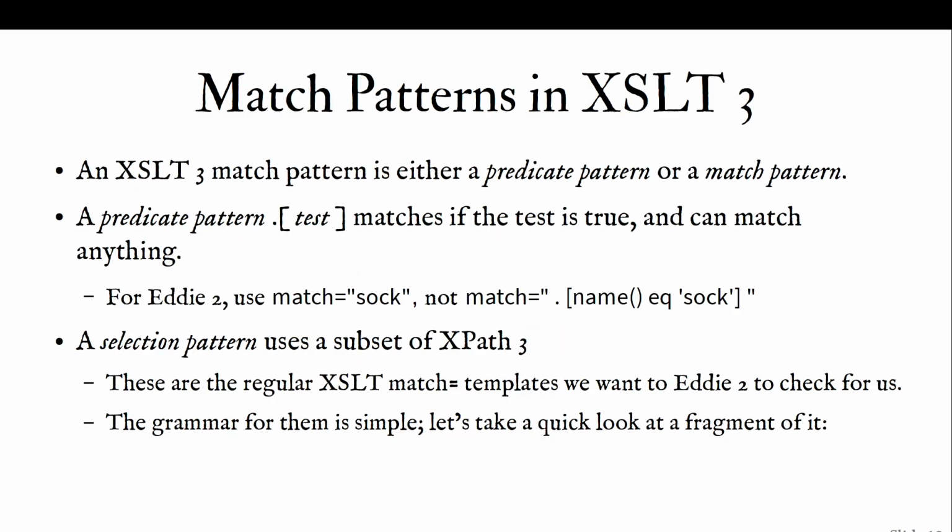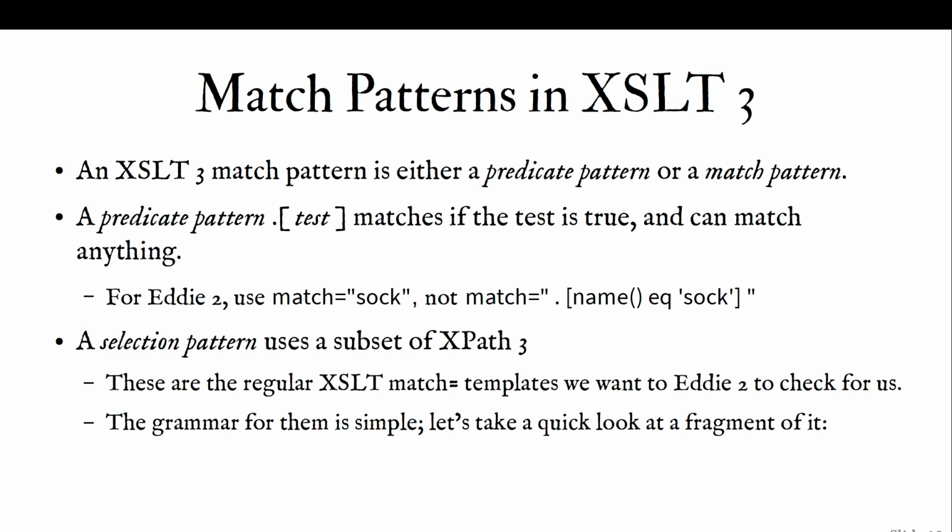So slide 13 talks about match patterns in XSLT 3, and they've changed. A match pattern is now either a predicate pattern or a selection pattern. A predicate pattern looks like a dot followed by an open square bracket and a test and a closed square bracket, and it matches if the test is true, and it can match anything. You can match integers, for example. I didn't even try to parse those. If you're doing something that clever, that's fine.